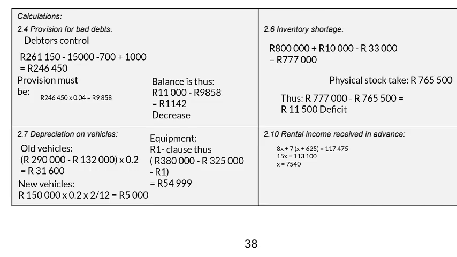The amount received in advance needs to be subtracted from the rent income. So we're going to take the 7,540 Rand, which is our X. We're going to add 625 Rand because that was the increased amount. We multiply that by 3 months, which was received in advance. So 24,495 Rand needs to be subtracted from our rental income.